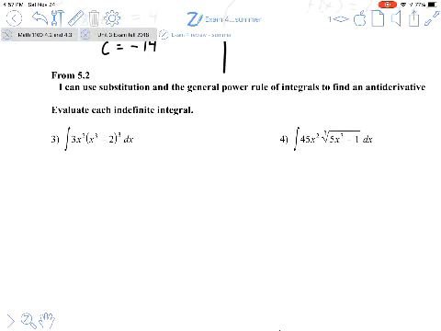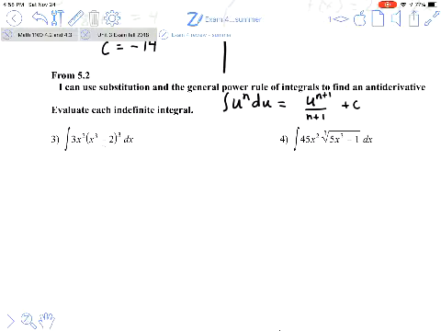Now 5.2 is when we learned about substitution, in particular with the general power rule. So if you remember, the general power rule is the integral of u to the power of n du. The antiderivative is u to the n plus 1 divided by n plus 1 plus c. That's the general power rule. So what we need to do is figure out an inside function for u for each of these.